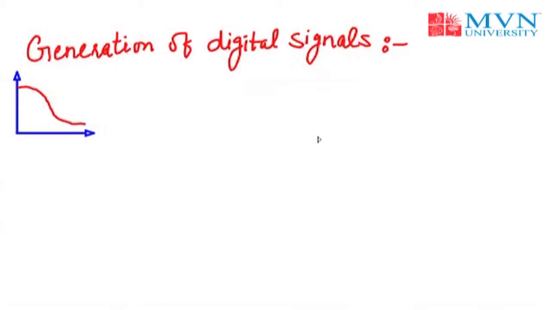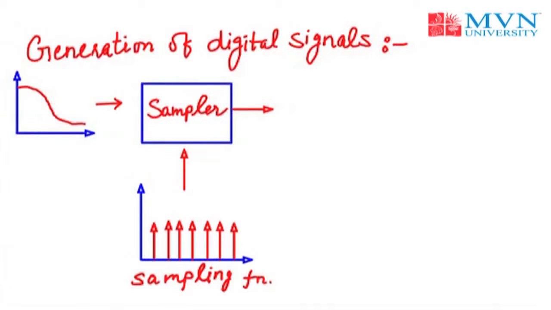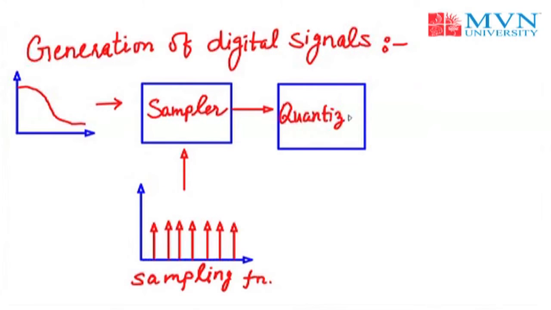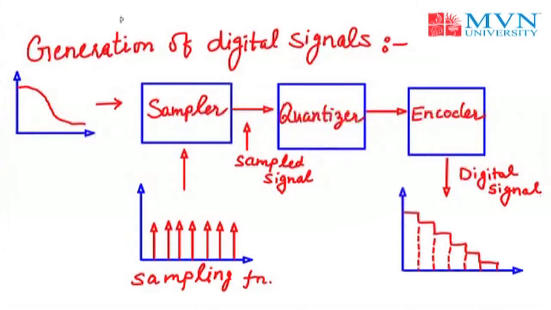Suppose this is an analog signal and we have to convert it to a digital signal. First of all, we will pass this signal through a sampler, in which we provide a sampling function. The output of the sampler will be a sampled signal, and we will pass this sampled signal to a quantizer. After passing the sampled signal through a quantizer, the output will be a quantized signal, and we will pass this quantized signal through an encoder, and the output of the encoder will be a digital signal. The output waveform can be shown as we can see: we have converted an analog signal to a digital signal with the help of a sampler, quantizer and encoder.